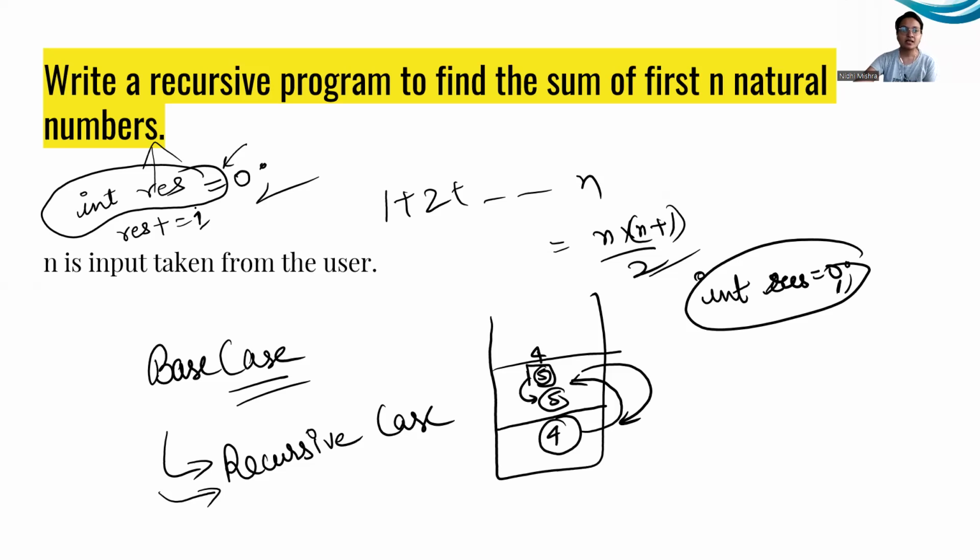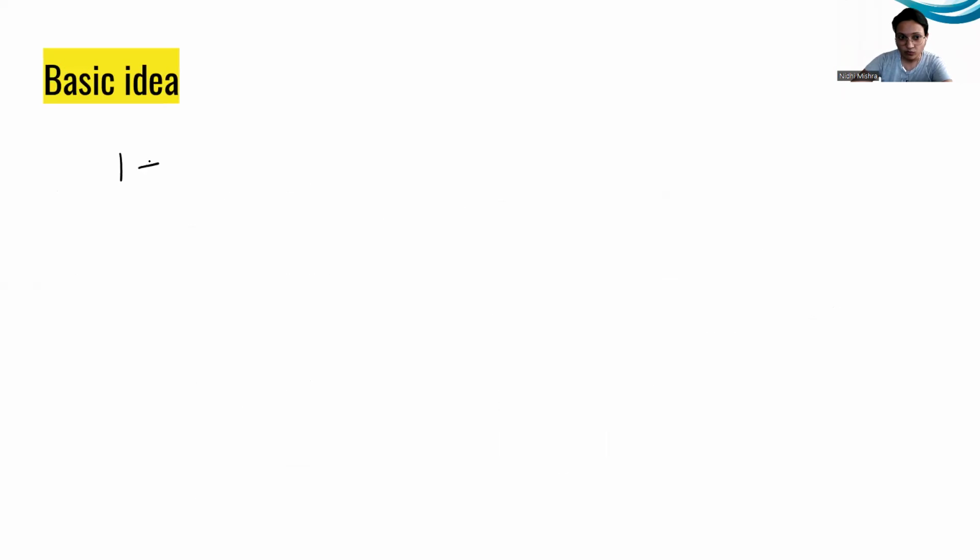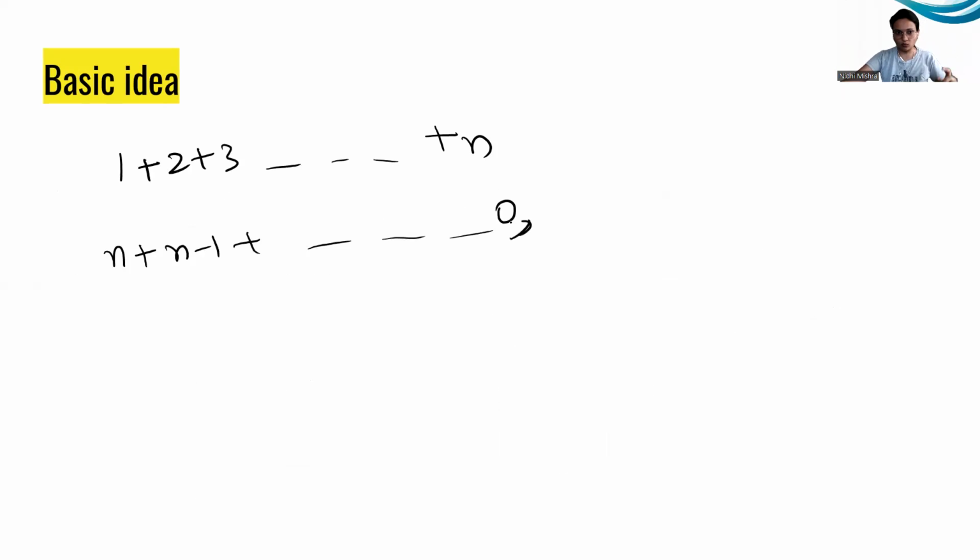Correct? Yes. Write a recursive program. Now we have to do it with recursion. Base case. You have two ways. What you can do is, first, 1 plus 2 plus 3 and so on up to n, or n plus n minus 1 and so on down to 0. So if this is the approach, you have to pass 1 inside and increment it every time till it reaches n.